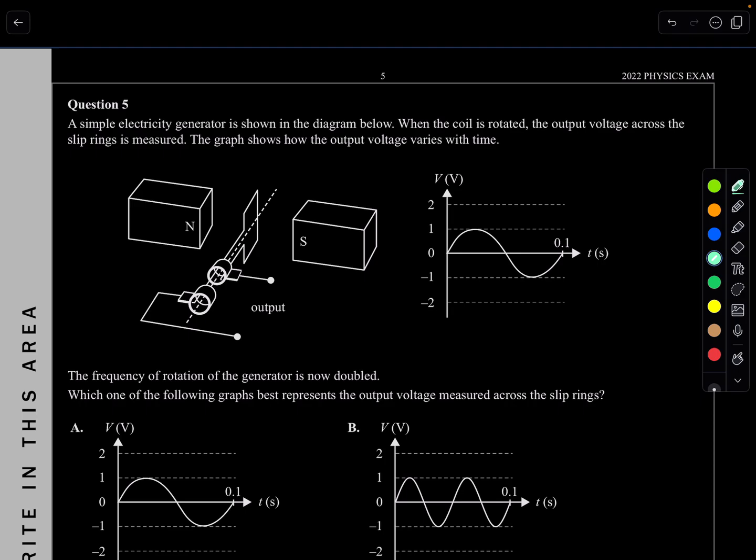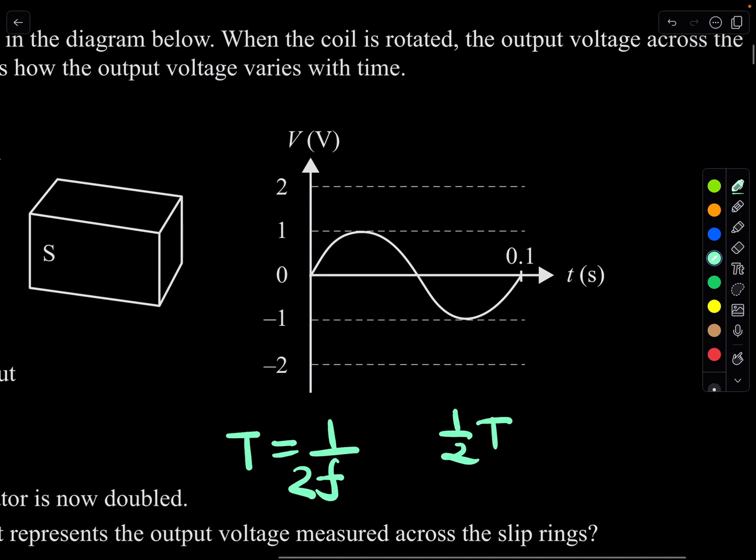So we know that the frequency is doubled. We know that the period is 1 over the frequency, and if you double the frequency, we halve the period. And remember, the period is the time it takes for a full rotation. So you know how the period in this case for one full rotation is 0.1? We halve it, so now it will be here. So for one full rotation, it will end like this. This is for one full rotation.